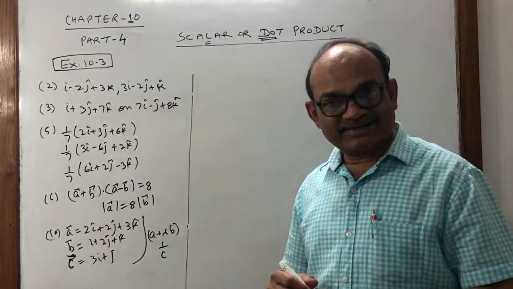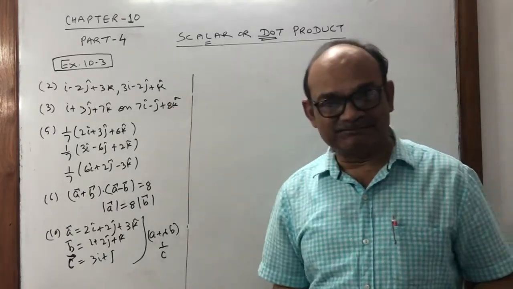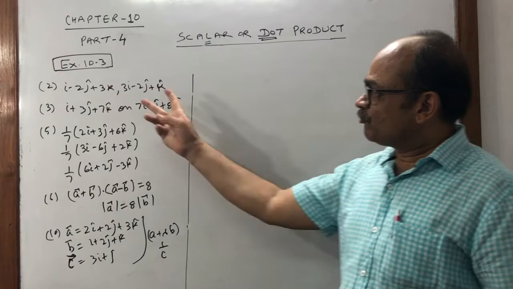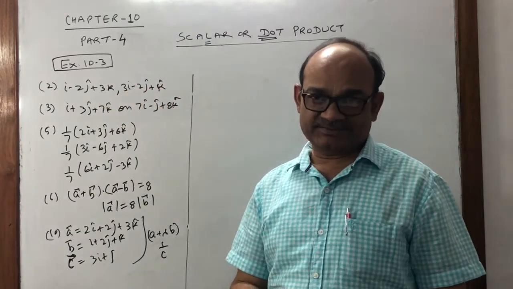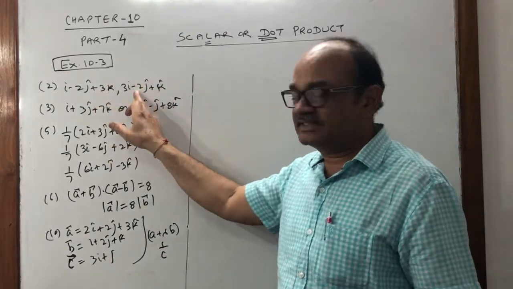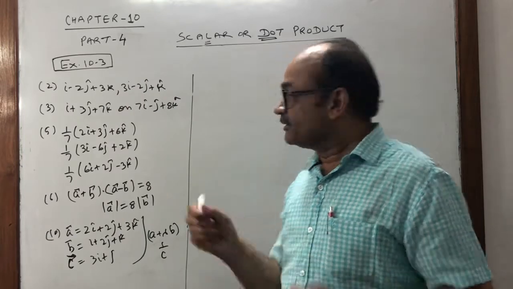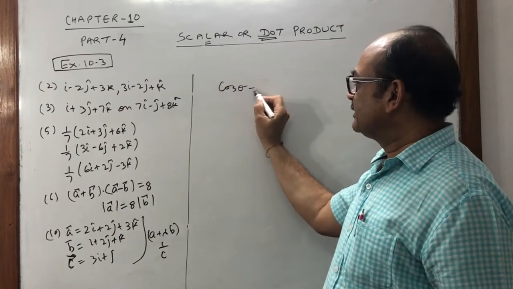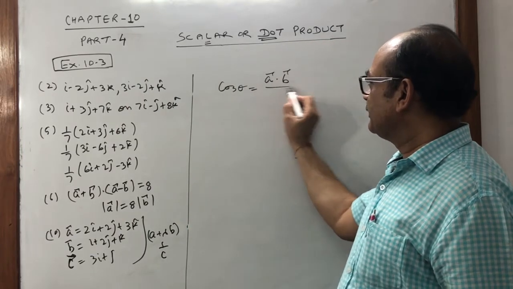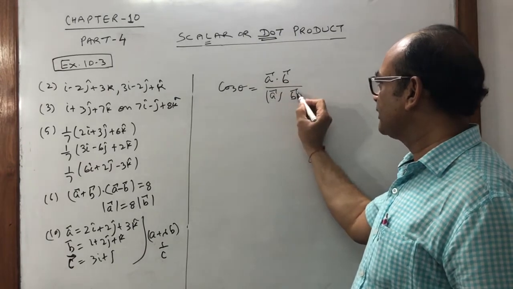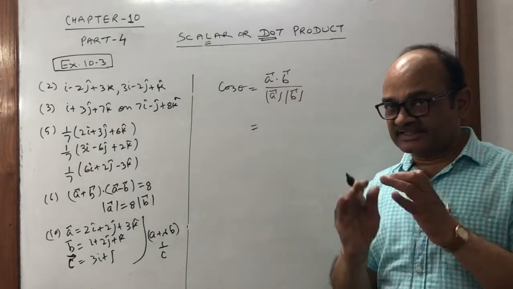So now we start exercise 10.3. Question number 2 is: find the angle between these two vectors. Vector A is given, vector B is given, and we want to calculate the angle. So we know the formula: cos theta equals A dot B divided by their separate magnitudes. Now what is A dot B?